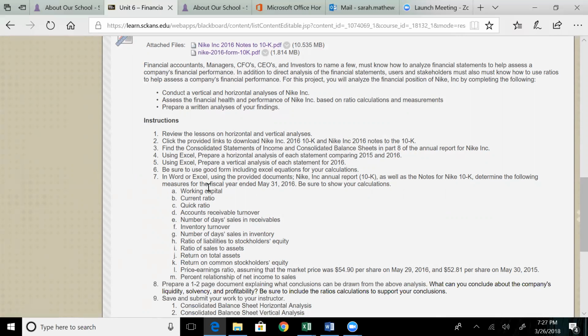You're also going to have to do a ratio analysis. So profitability and liquidity ratios. All this information that you need for these equations can be found in your financial statements. So you'll notice there's A through M as far as calculating the working capital, current ratio, and all the ones that are listed here. For L and M, make sure you pay attention. There's some information listed here that you need to know as far as the market price was $54.90 on May 29th. So that's some additional information you're going to need to know when you're calculating the price earnings ratio.